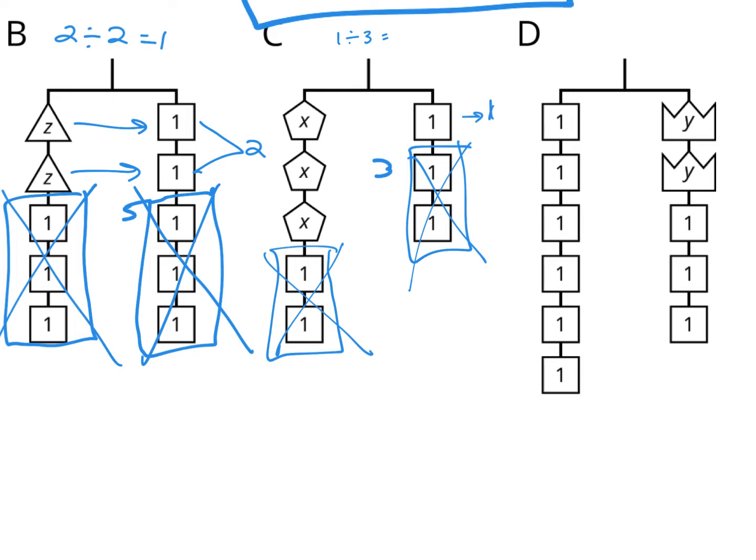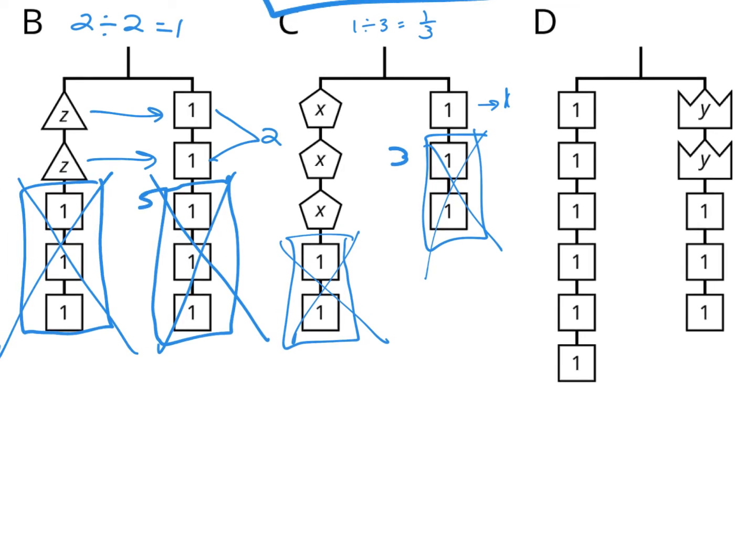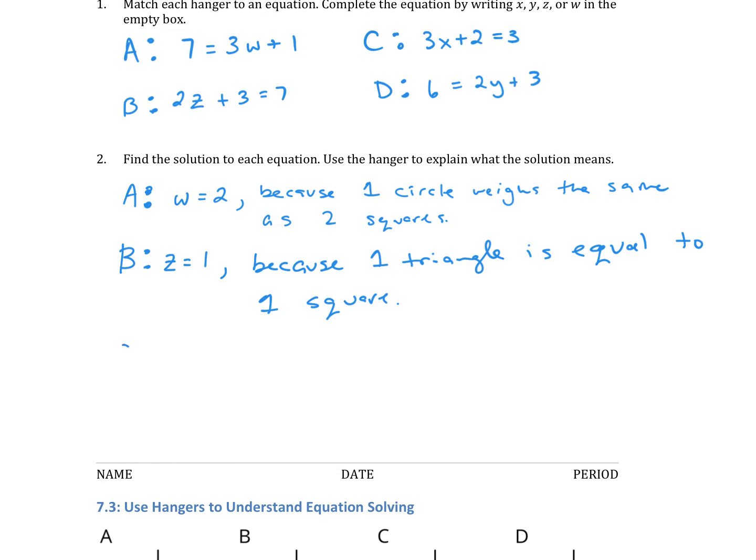Now, if you try to do this on your calculator, you may have gotten a repeating decimal. Just remember, we don't really care for repeating decimals. Let's try to leave them as fractions. So we're going to leave this as 1/3. So for diagram C, W equals 1/3 because 3 pentagons weigh the same as 1 square.